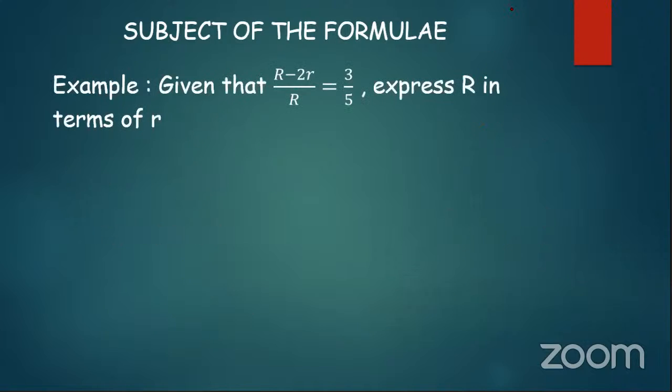So we go to this second one, given that capital R minus 2 small r divided by capital R is equal to 3 over 5. Express capital R in terms of small r. So what would be our first procedure? What shall we do first? Members, what shall we do?